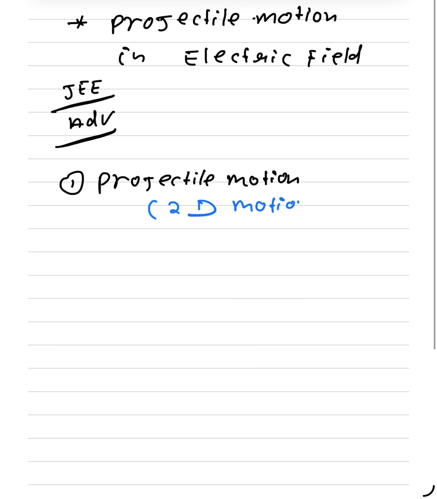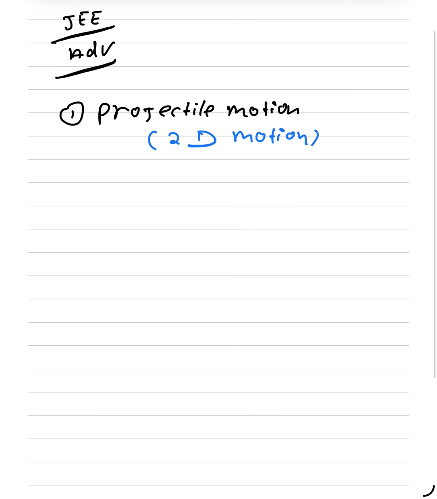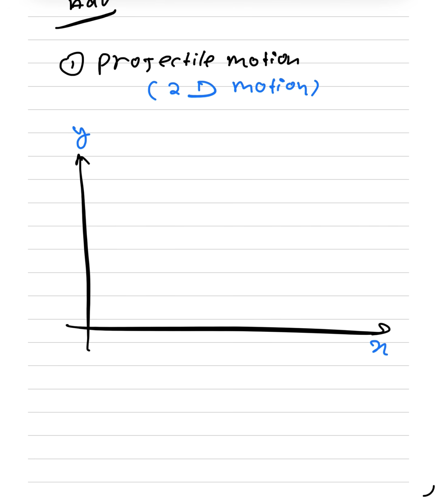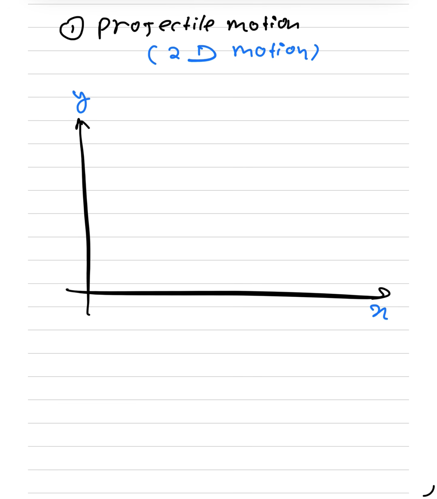Projectile motion is a best example of 2D motion. 2D motion means two dimensional motion. Suppose that this is a coordinate system, x and y. This is the y axis and this is the x axis, and this is a boy, and the boy throws a ball like this. In this situation, the path of the ball is an example of the projectile path, and the motion of the ball is a best example of projectile motion.